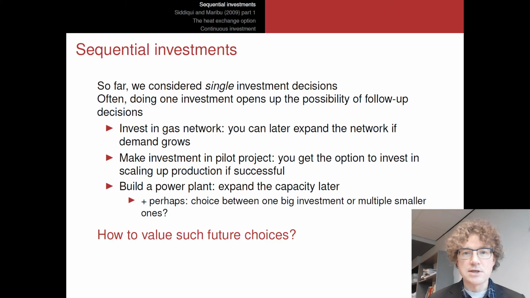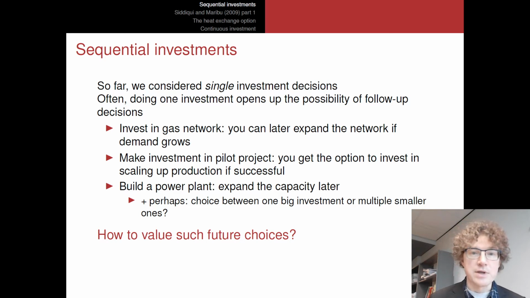And now what we're going to consider today is that if you make one investment, and sometimes, or actually often perhaps, you will also have the opportunity to extend this investment. So there will be some follow-up decisions to be made. So let's see some examples here. So suppose you're investing in a network, a gas network, so pipelines for gas. Well, what you will typically do if you're this operator of this network, you'll first put in place a relatively small network, and then as demand grows or as cities expand, you will expand this network to grow it, to keep up with actually increasing demand.